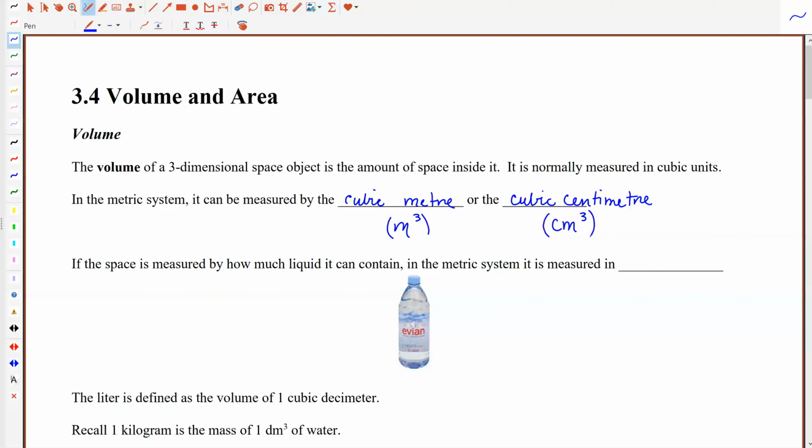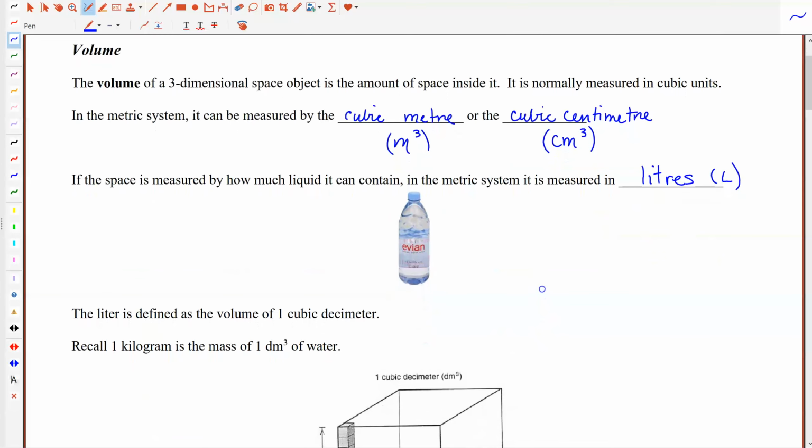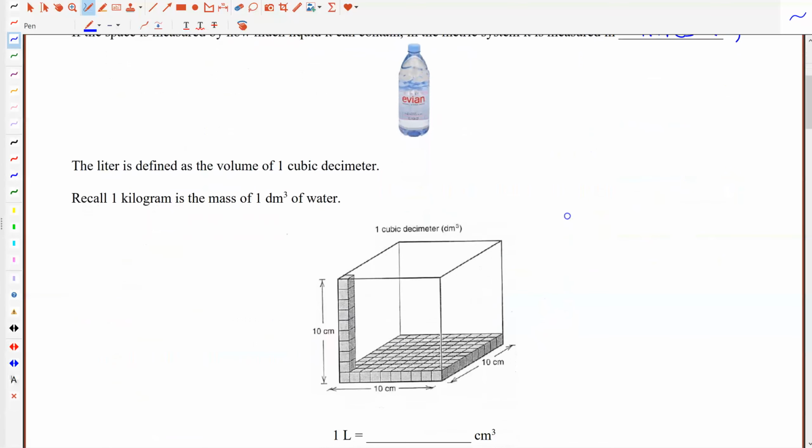Now, if the space that is inside of this object is being measured by how much liquid it can contain in the metric system, we would typically measure it in liters. And liters as an abbreviation would be uppercase L. Now the liter is defined as the volume of 1 cubic decimeter.